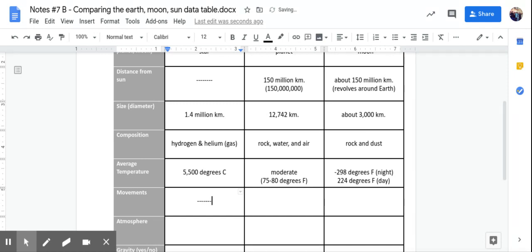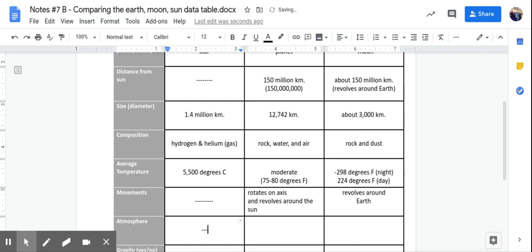Movements. The sun does not move. It is the center of the solar system, so there's no movement to describe there. But the Earth actually moves in two ways. First, it rotates on its axis, and it revolves around the sun. We know that it rotates on its axis once every 24 hours and revolves around the sun once every 365 and 1/4 days. The moon, however, does not rotate once every day, but it does revolve around the Earth.